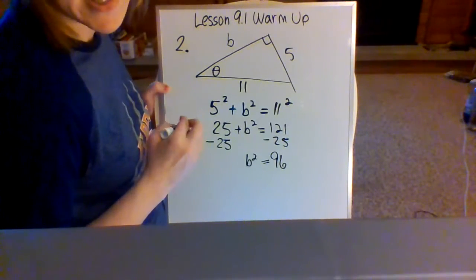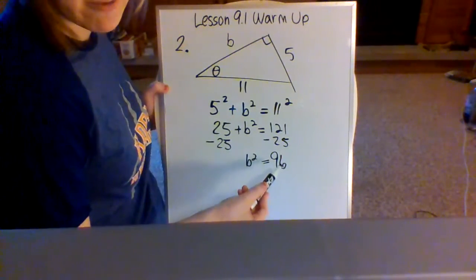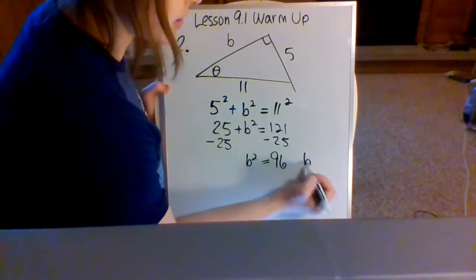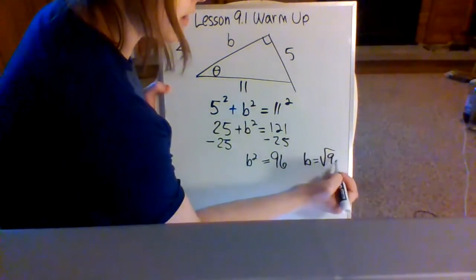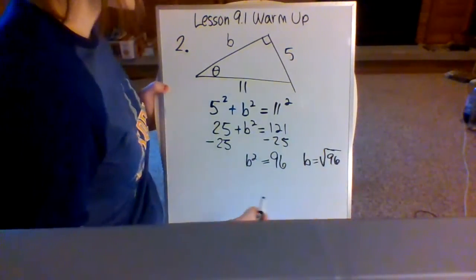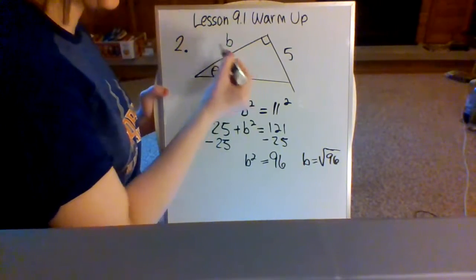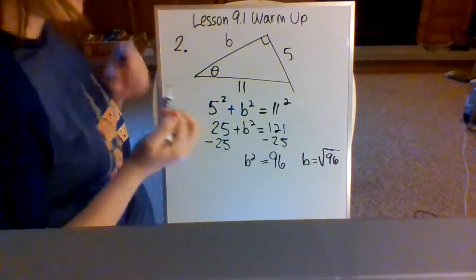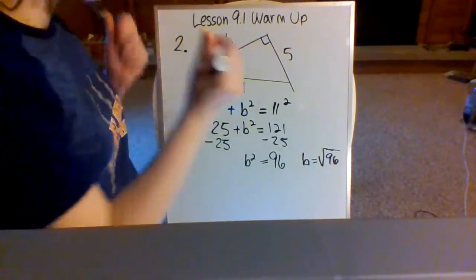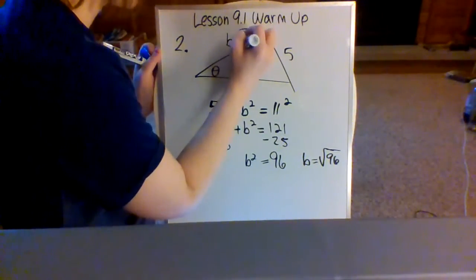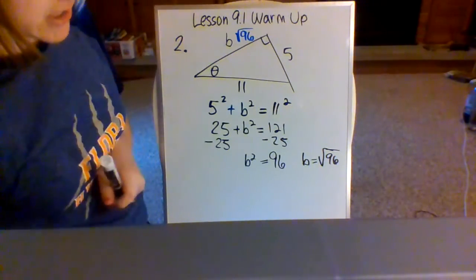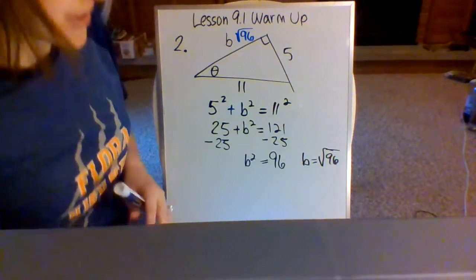And if you remember from class on Monday, we're not going to actually find the square root of 96. We're going to just write b equals square root 96. Okay, so then I would label this side up here b as square root 96 because we're going to need that in a minute. So that's how you use Pythagorean theorem to find a missing side.